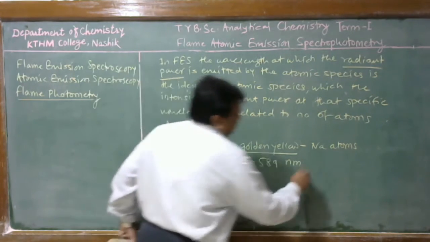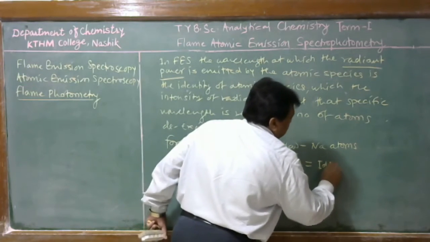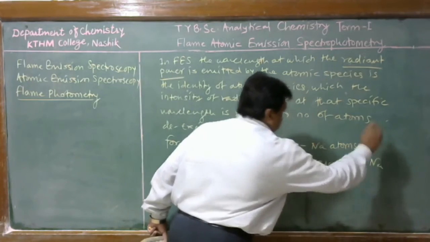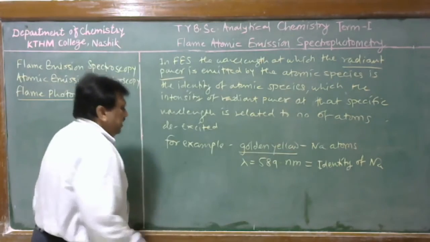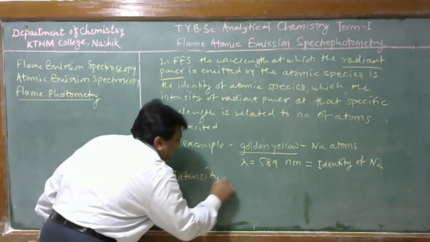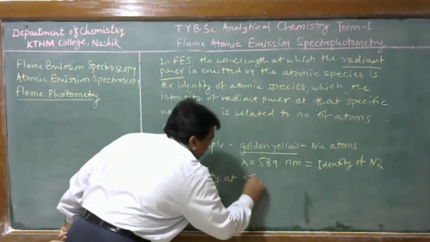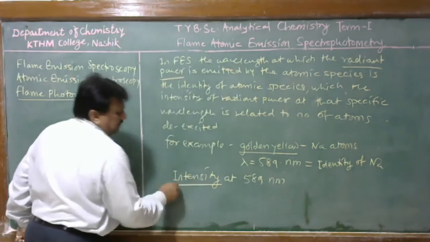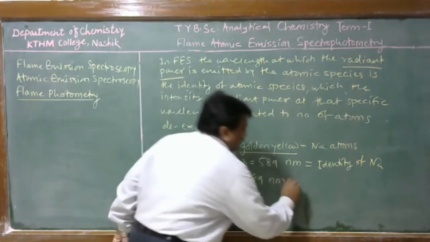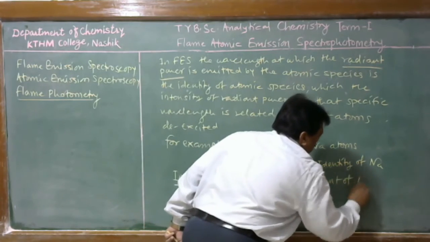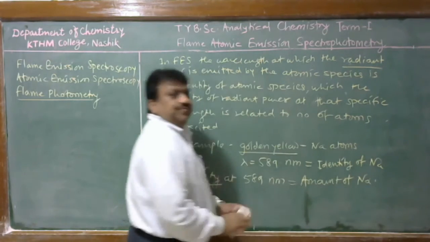Therefore, here this 589 nanometer is the identity of the sodium atom. And if we measure the intensity at 589 nanometer, intensity means radiant power, it is equal to the amount of sodium atoms in the flame.